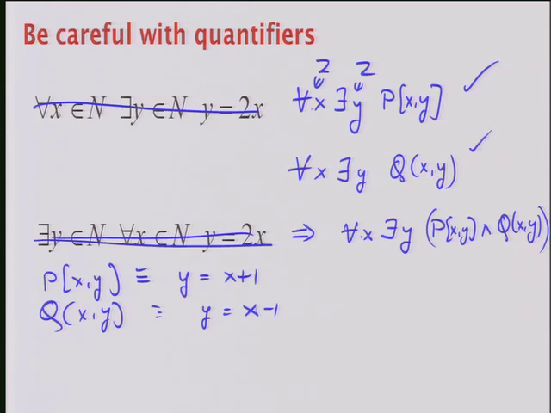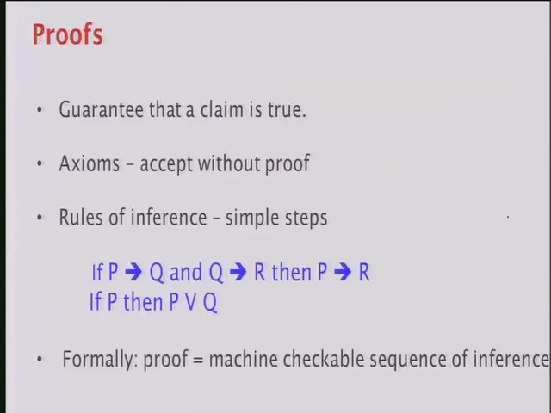Okay, so what about this? Is it true that for every x there exists a y such that y is equal to x plus 1 and y equal to x minus 1? No, right? Because now we are saying it's the same y in both cases. So it's not true. So you have to think through. Be sure that you can picture what's going on. Right? Okay.